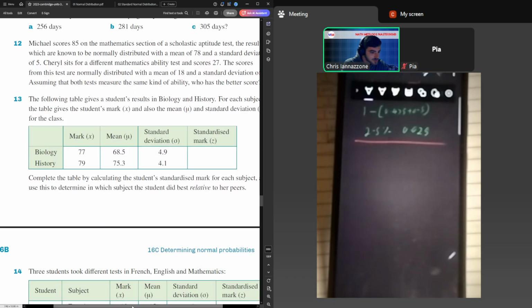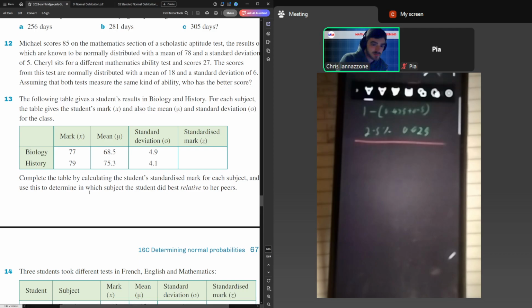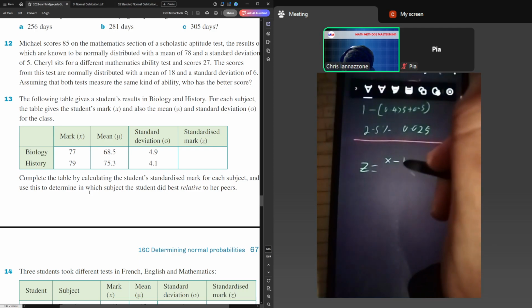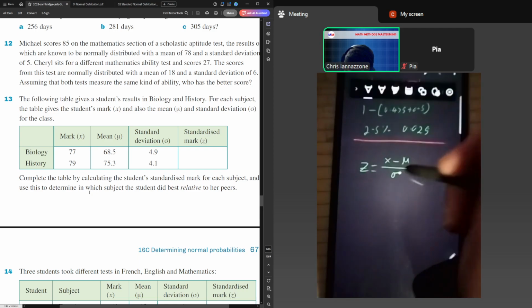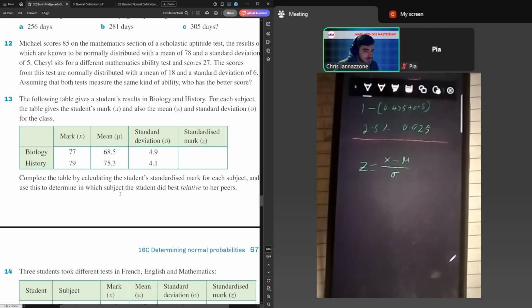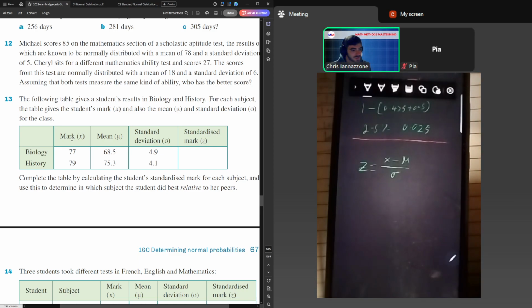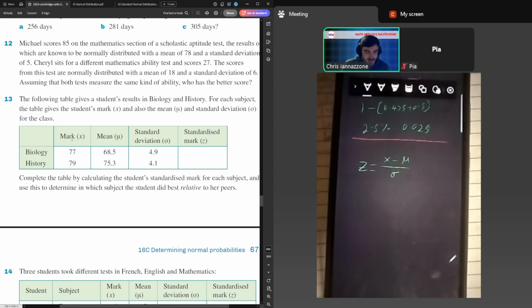Yeah, okay, so 13 will be a decent one to try. The equation that's relevant here is that Z is equal to X minus the mean over the standard deviation. This is just a plug and play. What's each of the values going to be? I don't think this is going to be too hard of a question for you. It would be Z equals 77 minus 68.5 over 4.9. Yeah, exactly. We're just plugging and playing, and that'll give a certain value. Easy.